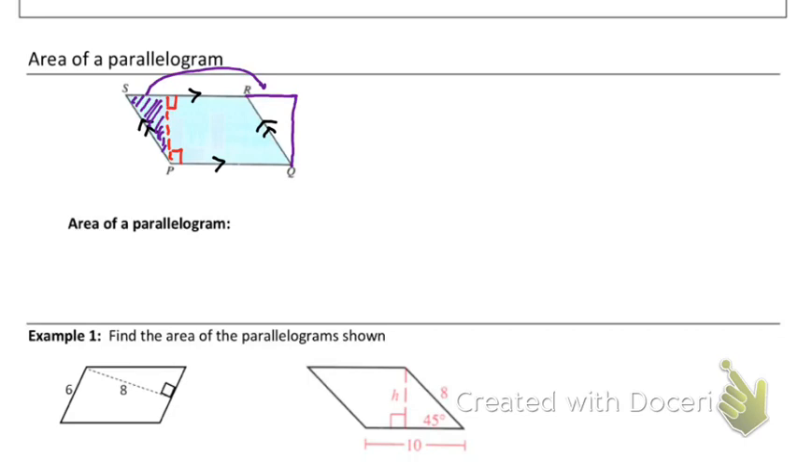Well, guess what? A parallelogram has the exact same area of a rectangle. Because if you take this little piece and you copy and paste it, it actually makes a rectangle. So this is going to have the same exact area as a rectangle with the same dimensions, where this is our length and this is our width.